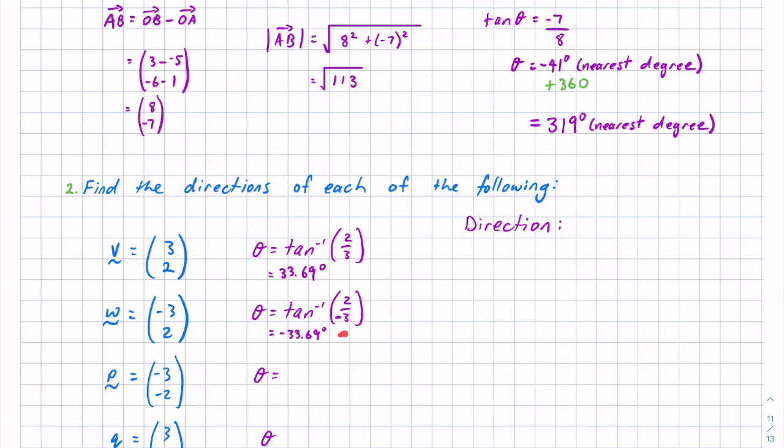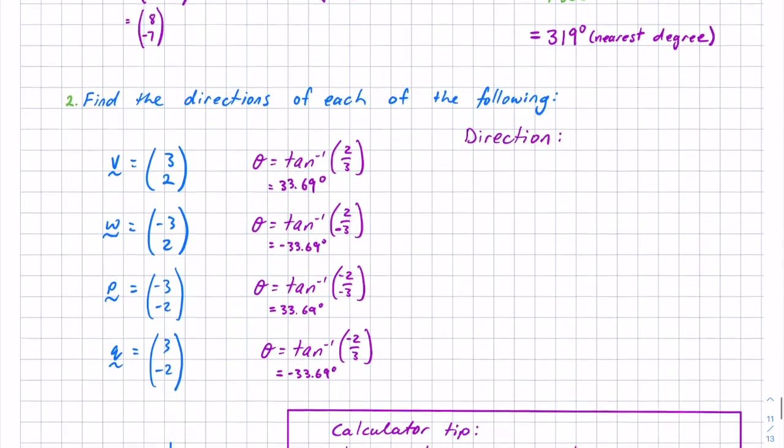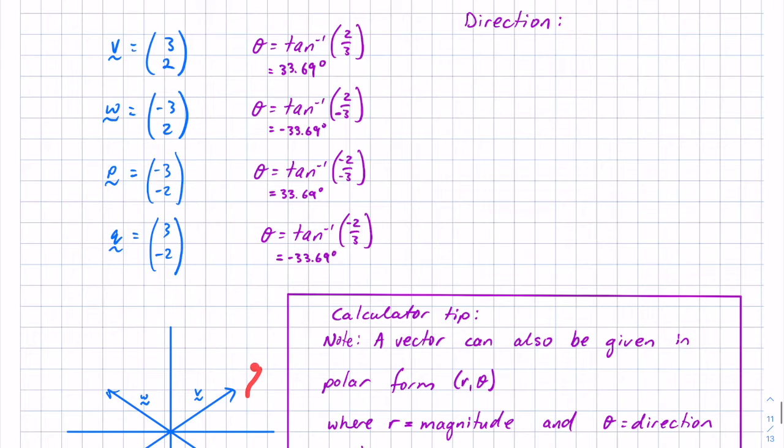Now that's not between 0 and 360, so that's a big alarm bell. P is tan inverse of negative 2 on negative 3. So that's 33.69 degrees. Again, that's the same answer as the first one, but clearly these two are not in the same quadrant. And for the last one, tan inverse of negative 2 on 3, which gives me negative 33.69 degrees. So you can see they're all 33.69, some are positive, some are negative. But to find the actual direction, we do need to consider which quadrant they're in.